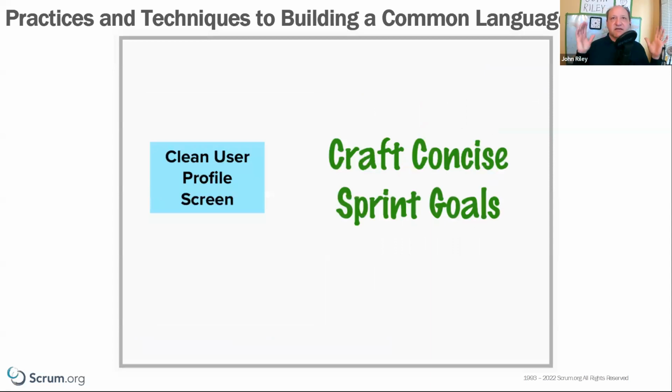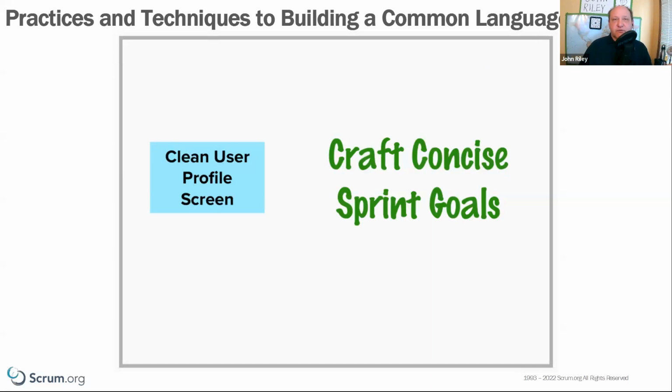Okay. I can't say this any clearer. Craft a concise sprint goal. Spend time on it. I've found that when I'm a Scrum Master facilitating a sprint planning session, no one thinks of the goal. They're always thinking of the work, right? The work that needs to be done.